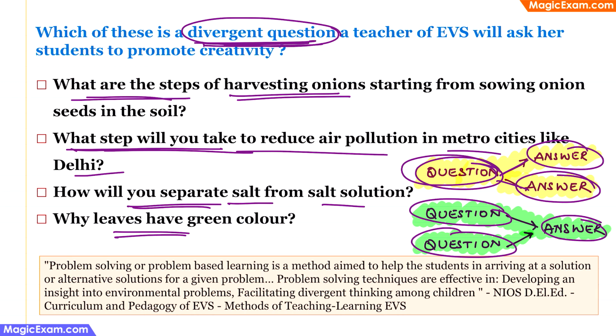So this also is a convergent question, because whatever might be the type of question that you ask, if you are asking why they have green color, then you are coming to the same answer, which is chlorophyll. Therefore, this is convergent. So the only divergent question among these is, what step will you take to reduce air pollution? So this is the answer for this question.